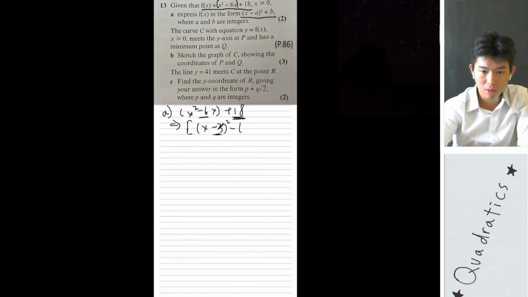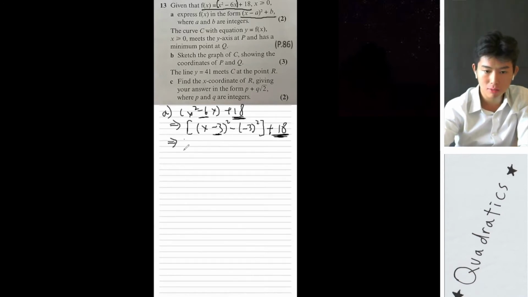minus this value square, minus 3 square, plus 18. As what I've just said, we're not gonna touch it for a while. And for the part 3, x minus 3 square minus minus 3 square would be equals to 9 plus 18, and the final answer would be x minus 3 square.